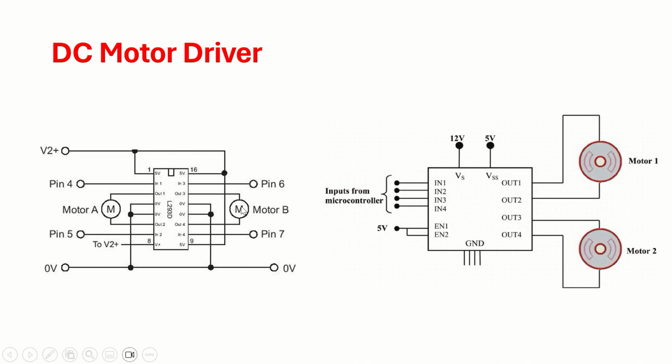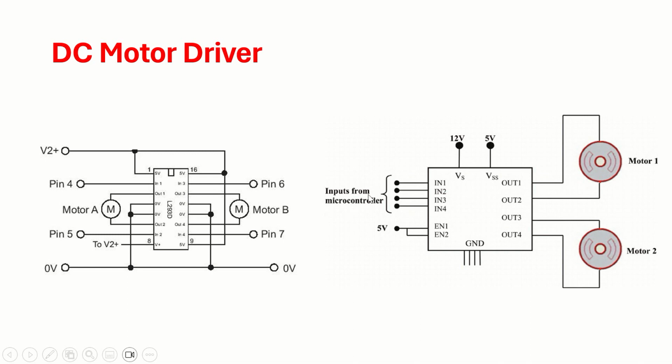This is how the connections are. As you can see, four ground pins and two VCCs. One you can apply 12 volts or whatever you want. Second is 5 volts. Where do you connect the motors? On out 1, out 2, you connect one motor. Out 3, out 4, you connect the other motor.